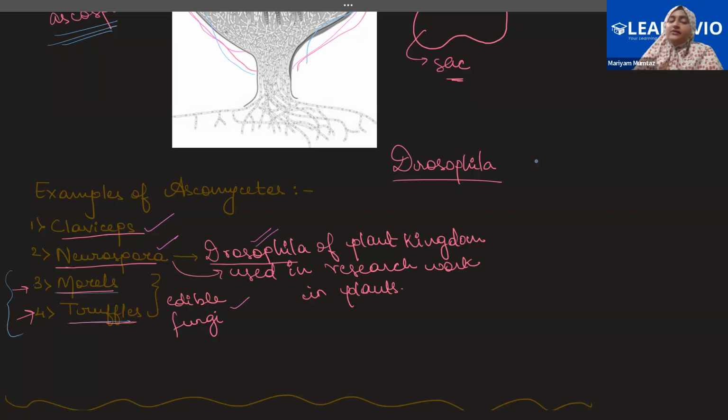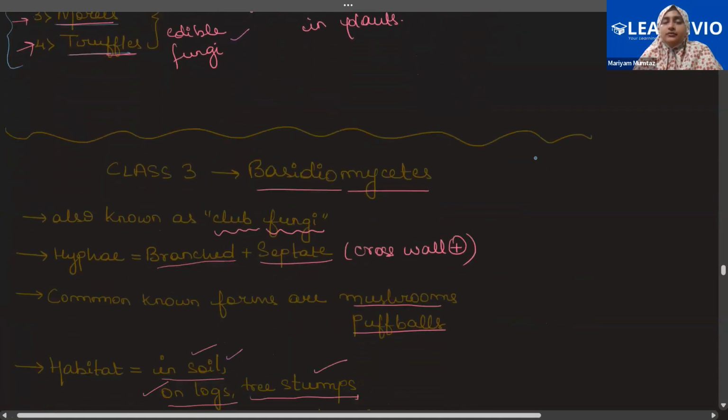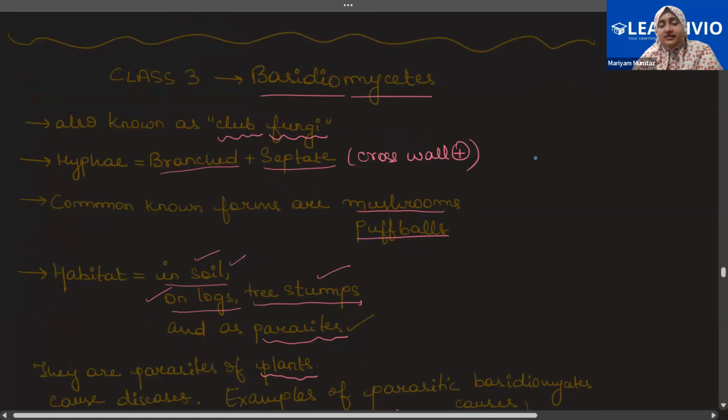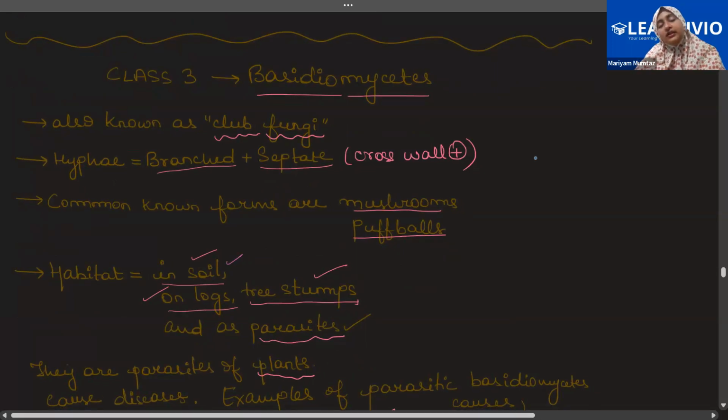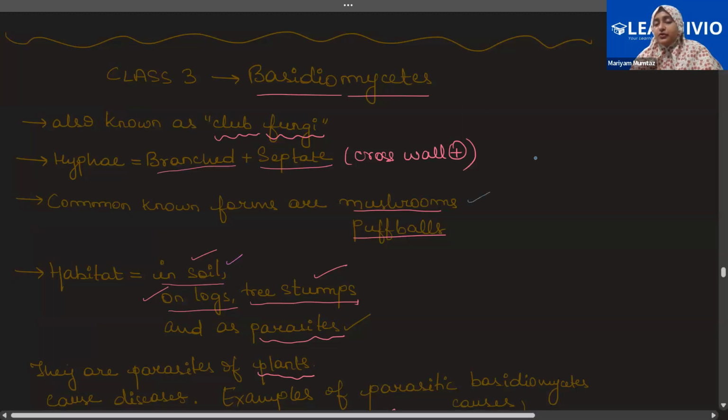Any doubts up until now? Now moving on, there is the third class, that is Basidiomycetes. Now they are commonly known as club fungi. Their hypha mycelium is branched and septate. Common known forms are mushrooms and puffballs. So the mushrooms belong to Basidiomycetes.